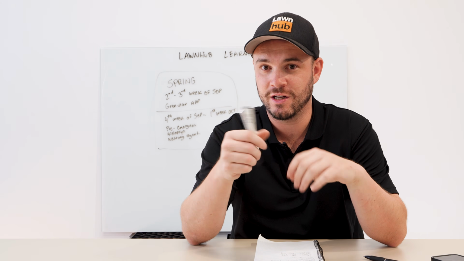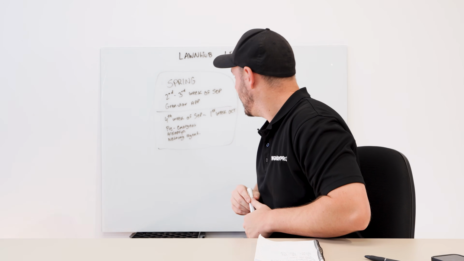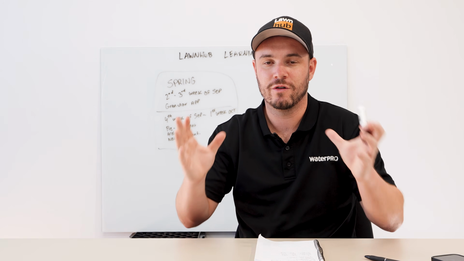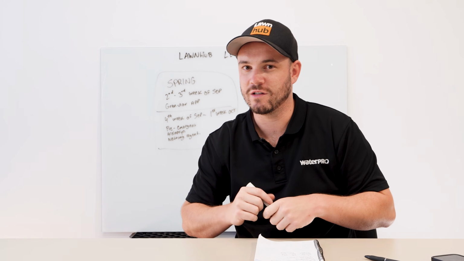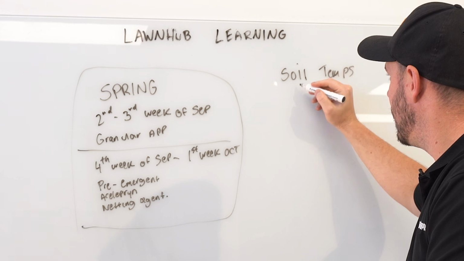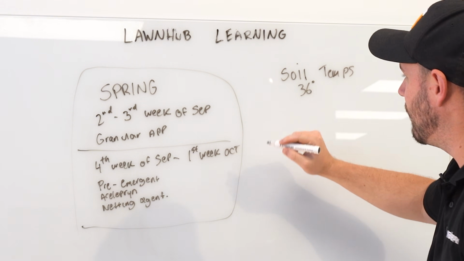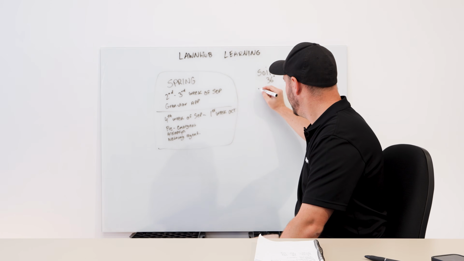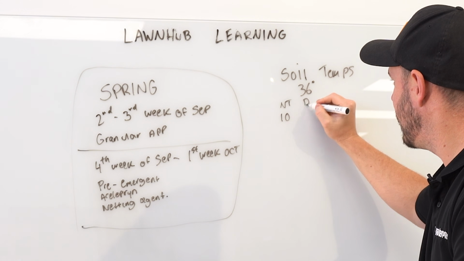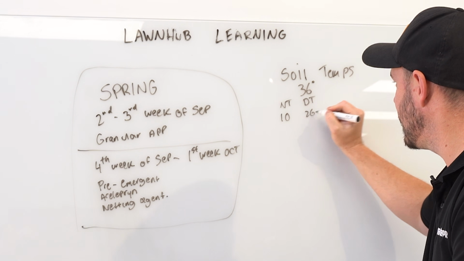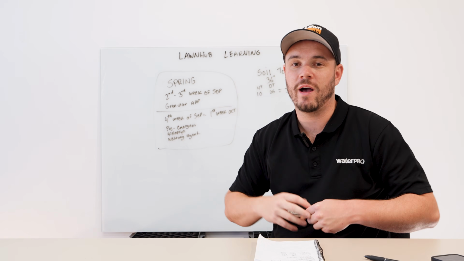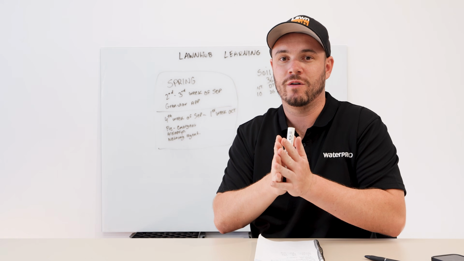Now, I know I keep mentioning that. A quick tip for soil temps is you want a combined degrees of around 36. So, for example, what we mean by that is you have a nighttime temperature, NT, of 10, and a daytime temp, DT, of 26, equals 36. That's what we mean by 36 combined degrees.